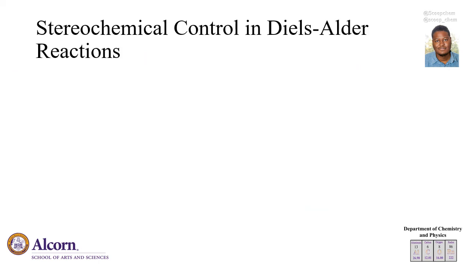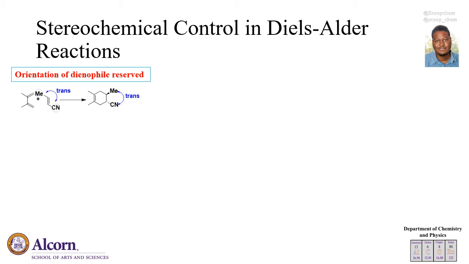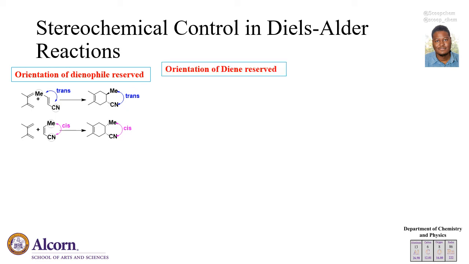Now let's consider stereochemical control in Diels Alder reactions. The orientation of the dienophile is always preserved. So if my substituents are trans, they should be drawn trans in the product. If my substituents are cis in the dienophile, they should be cis in the product, all right? And this is also true for substituents of the diene, okay?